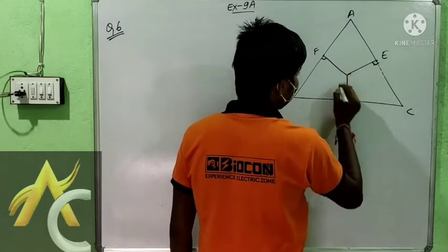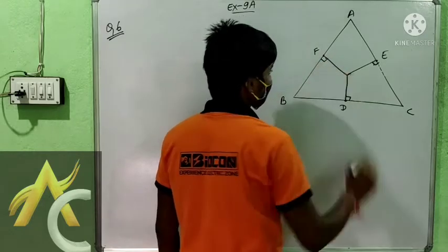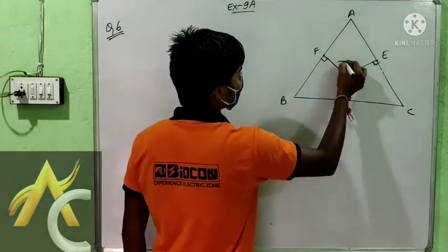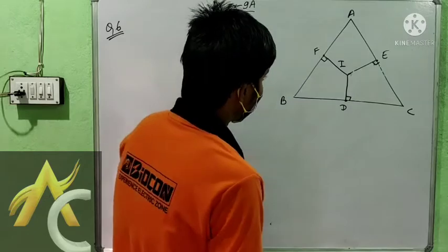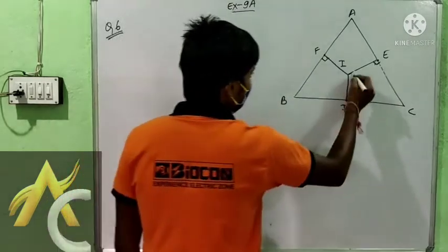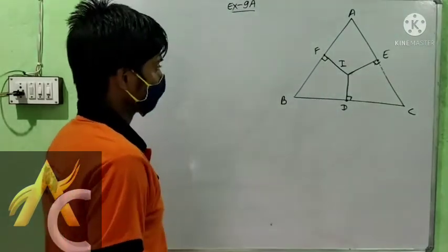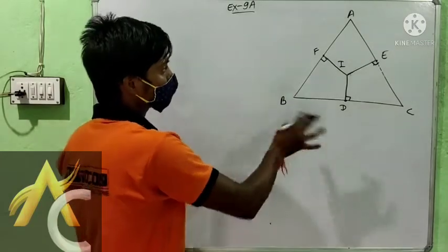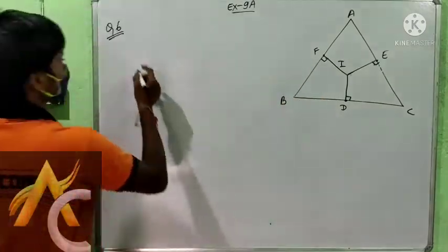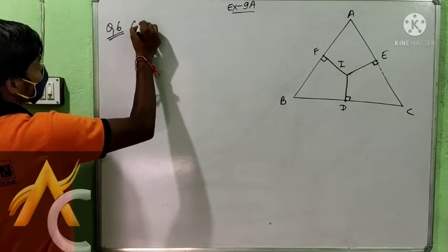These all are right angles, and they meet at I. So we have to prove that. Now we are going to write what is given. So we are going to write it here.